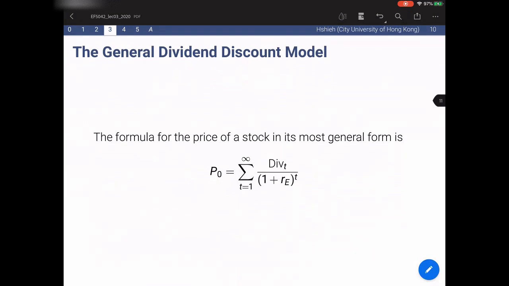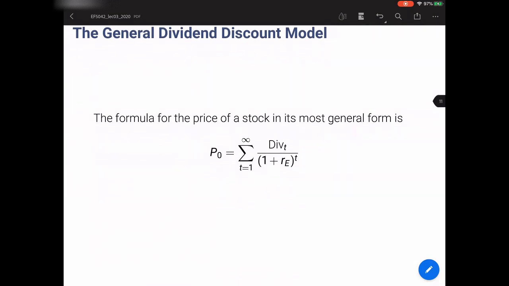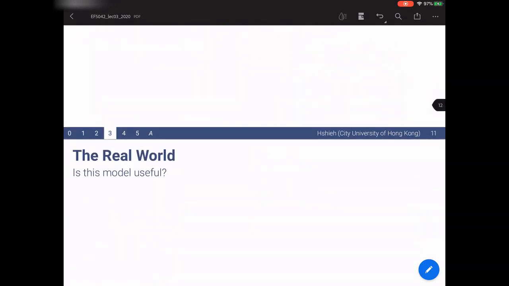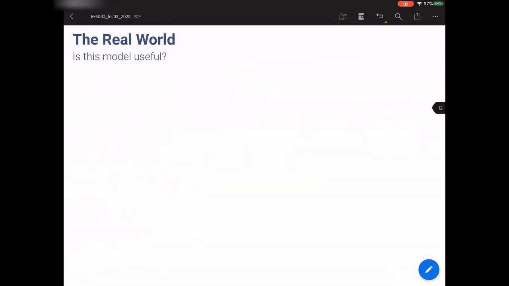So what I just wrote is simply reiterated in this slide again. So again, the price of the stock is simply an infinite sequence of dividend payments of the firm. Okay. So the question you should be asking yourself is, is this model really helpful for us now? So that's what I asked you in slide 12. Is this model useful?